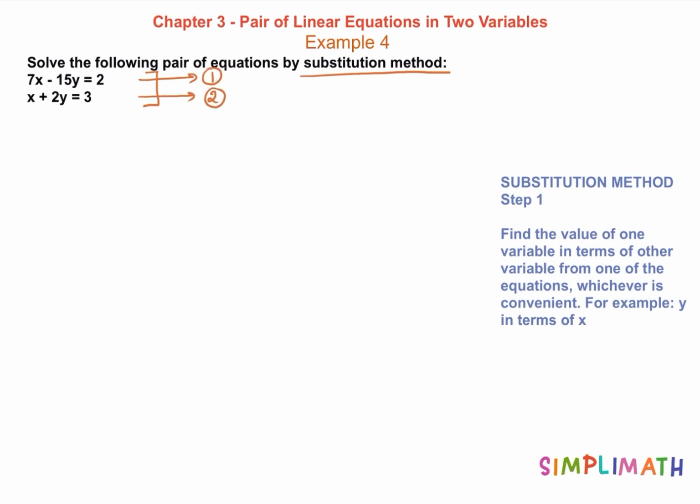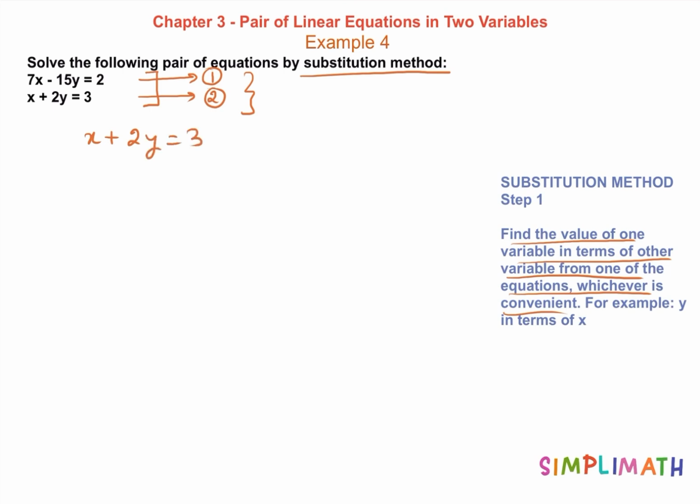So the step 1 of substitution method is that we have to find the value of one variable in terms of another variable from any one of the equations, whichever is convenient to us. So let us pick one of the equations from these two equations. Now let us consider equation number 2. So the equation number 2 is x plus 2y equals to 3.